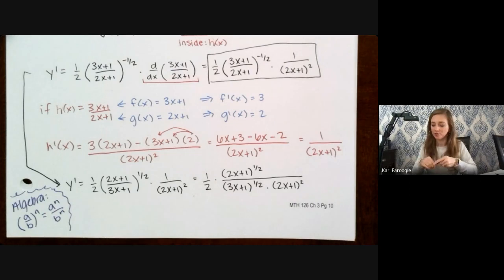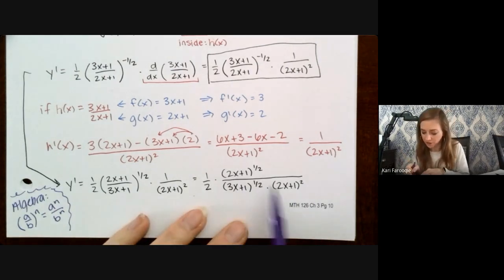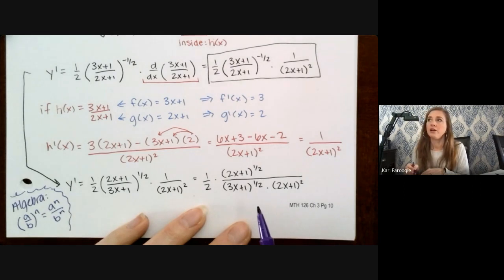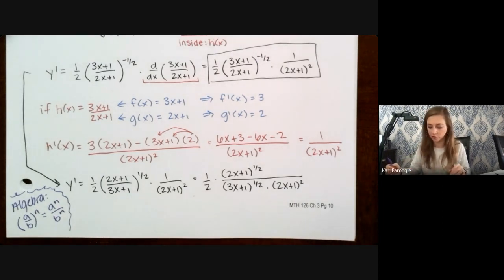I know we've talked about this one before, but if I'm taking the same quantity and I'm dividing, I can just subtract the exponents. If I'm multiplying with the same base, I add the exponents. If I'm dividing with the same base, I subtract the exponents. So let me figure out where to put this algebra rule.